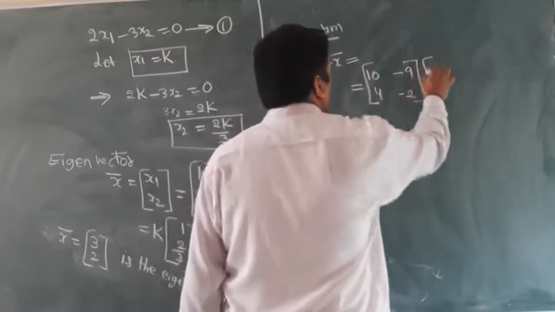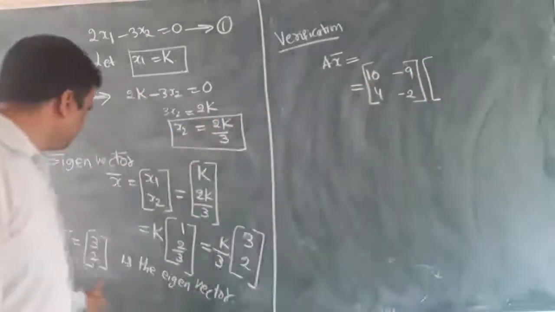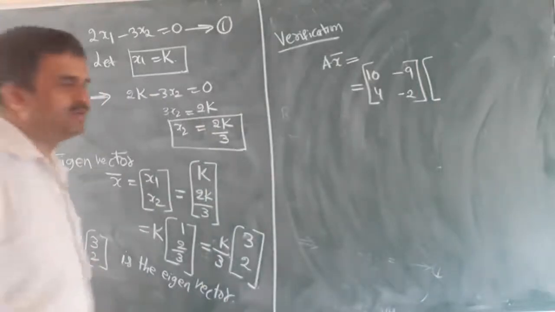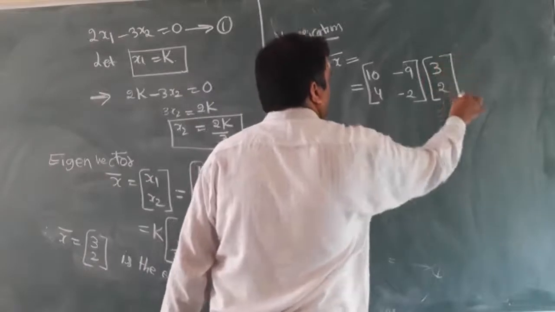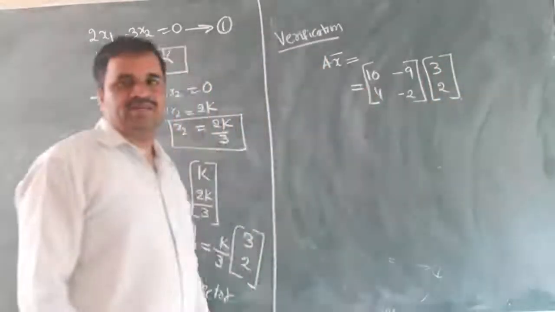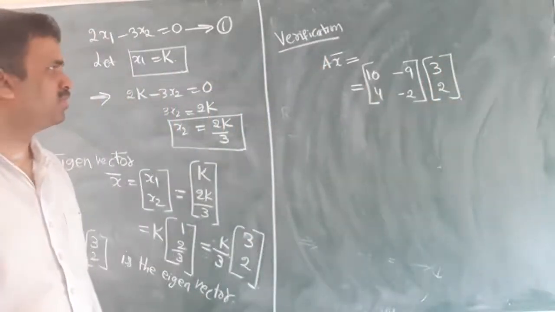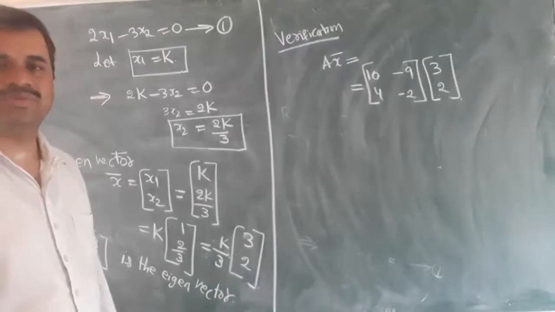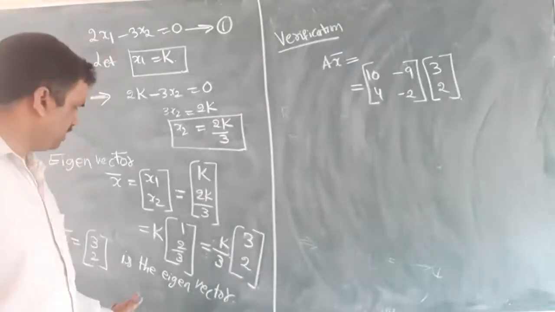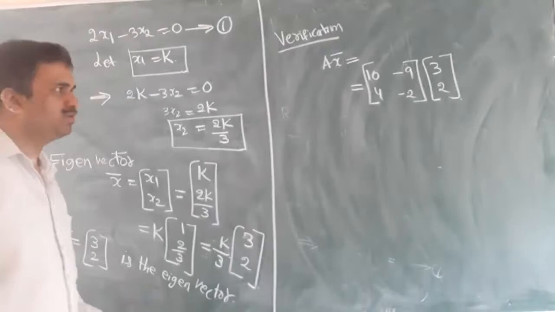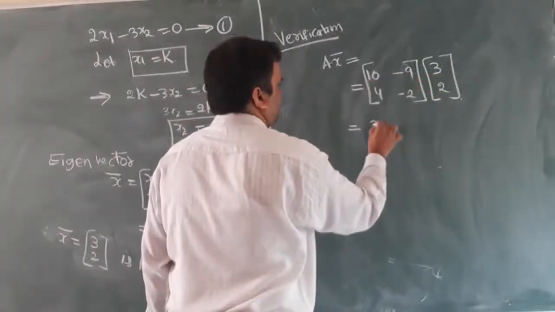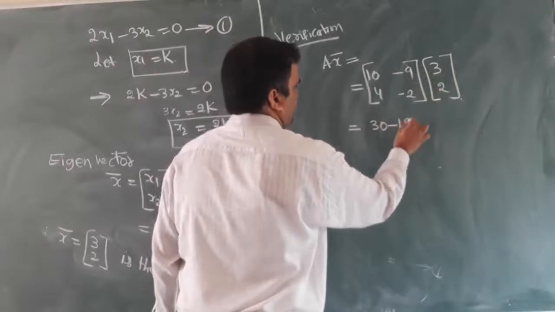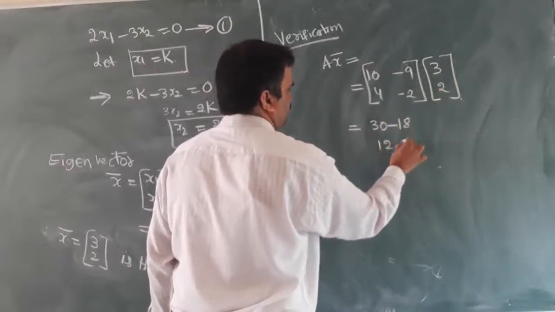Now we got x bar. What is the x bar we got? 3, 2. Matrix A: 10, minus 9, 4, minus 2, times x bar 3, 2, which we calculated as the eigenvector. Come on, simplify it. 10 times 3 is 30, minus 9 times 2 is 18, 4 times 3 is 12, minus 4.